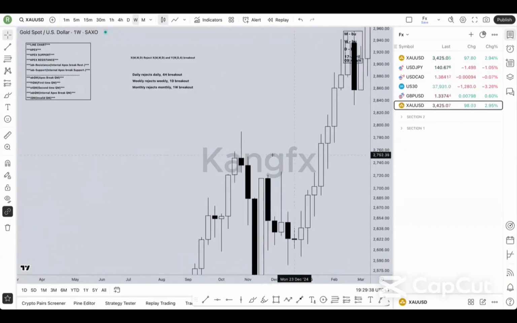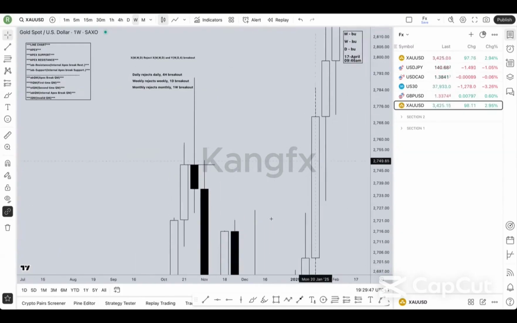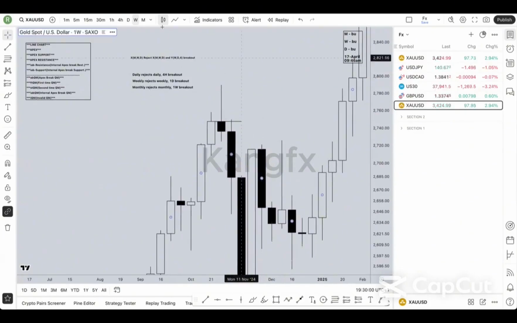Let's see. If you see here, we had a resistance here, and weekly rejected, no matter how small the rejection is, as long as there's a rejection. You see, all this rejection, the week rejects, but the body of the candle does not close above the key level that is causing the rejection. It must only be the wick. So this is a rejection here. And let's see if there was a breakout on daily. Let's remove some part of the chart.